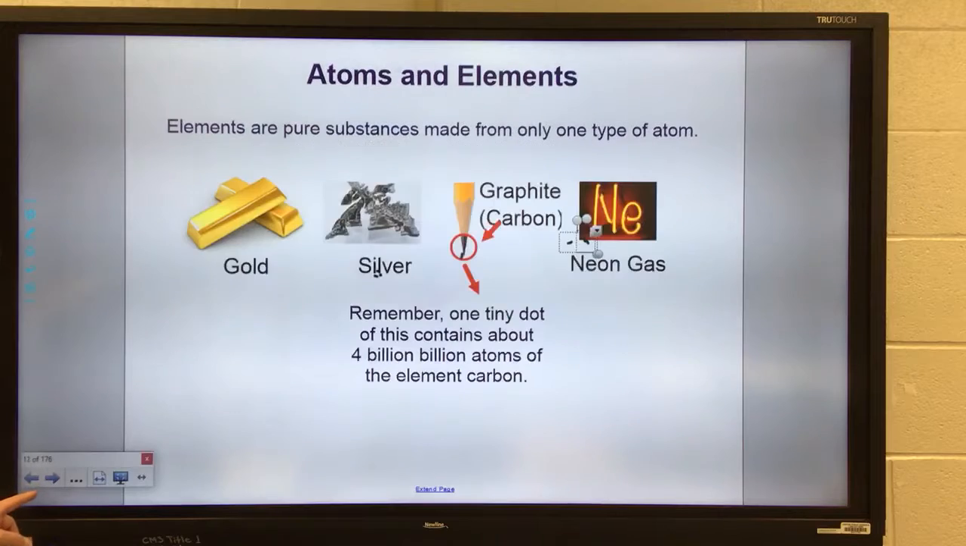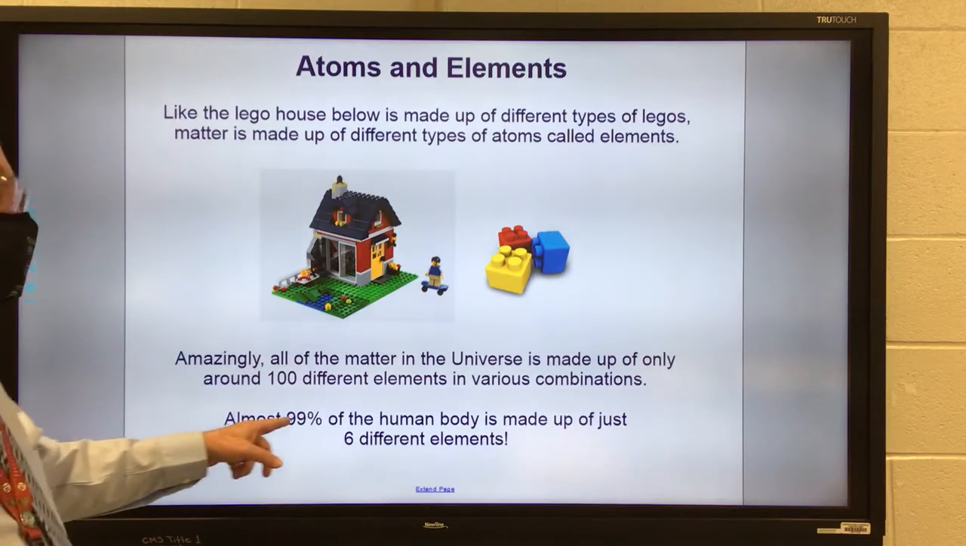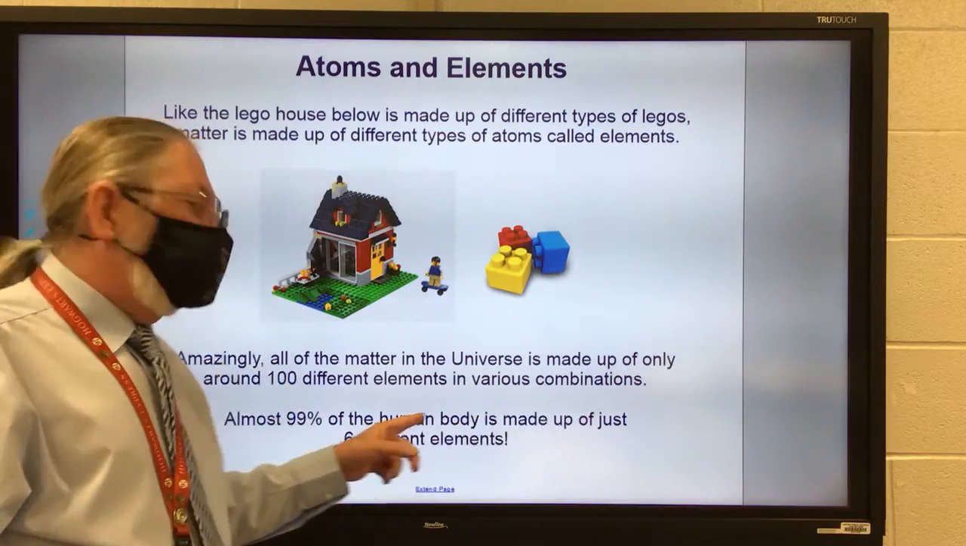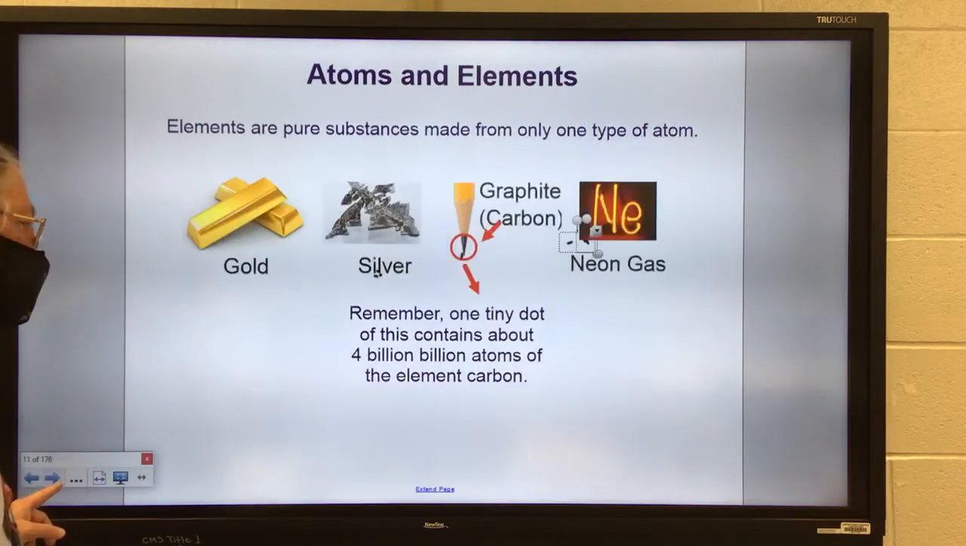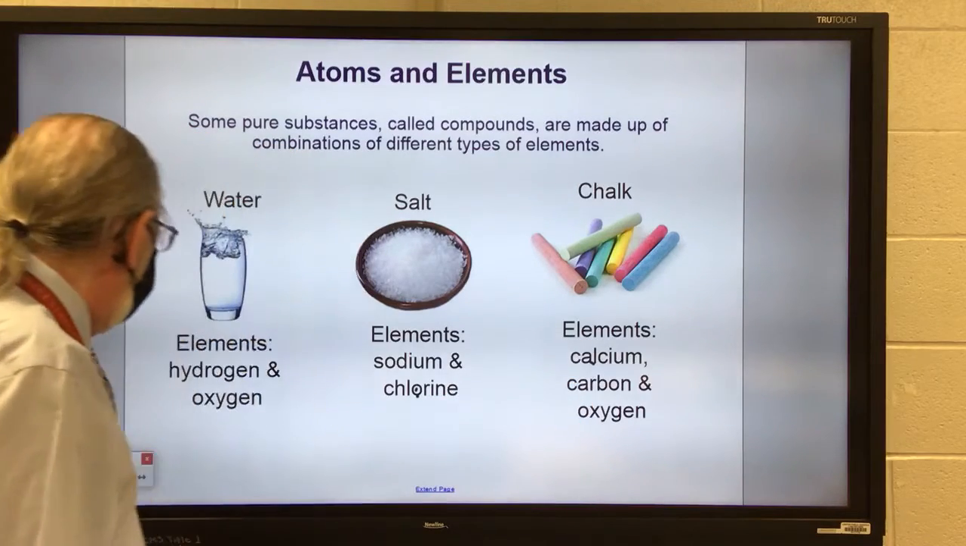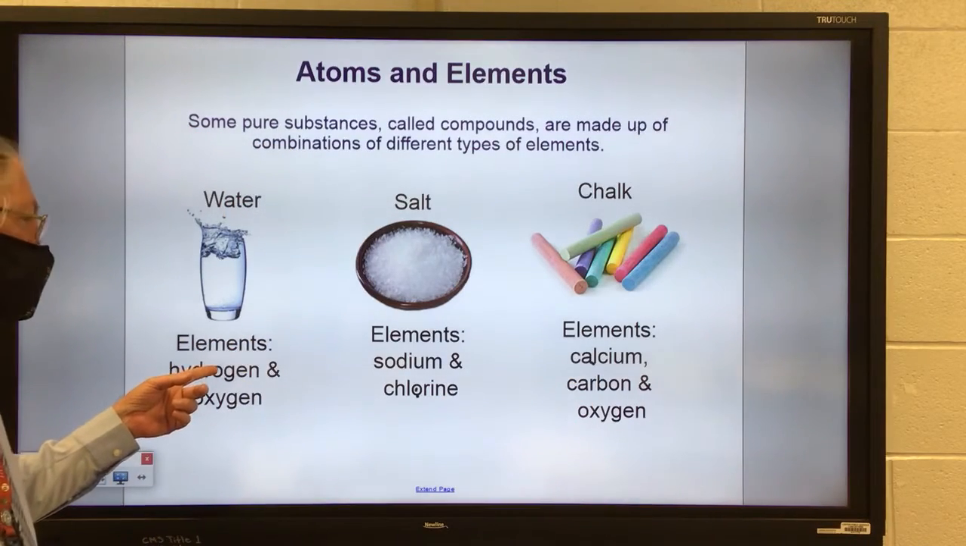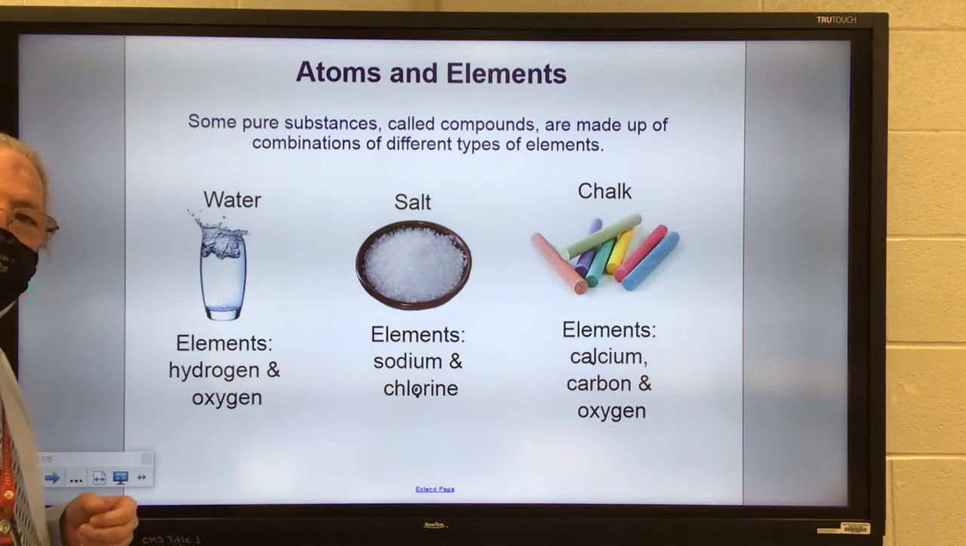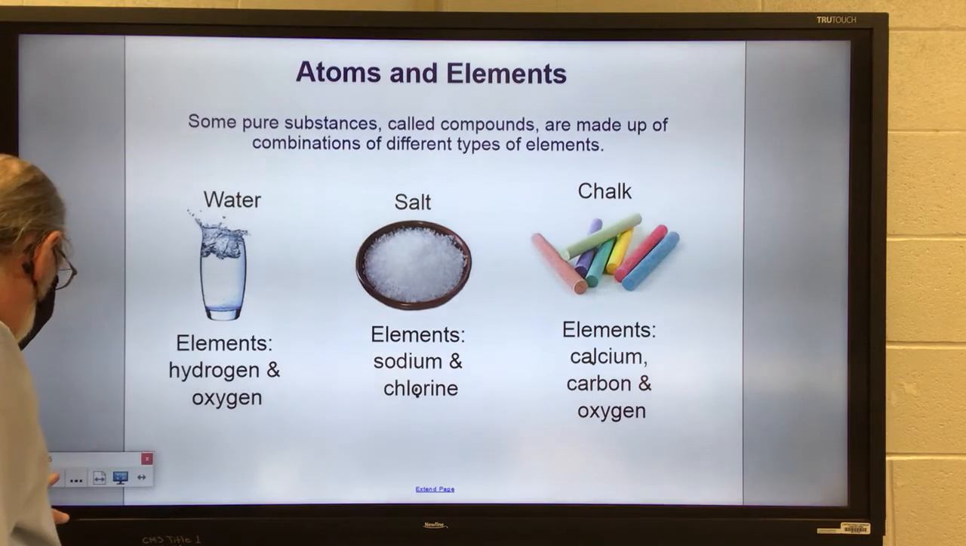So that goes back to this notion here. I want you to see this again. 99% of the human body is made up of 6 different elements. And here are 3 of them right here: 1, 2, 3. And actually you add hydrogen as well.